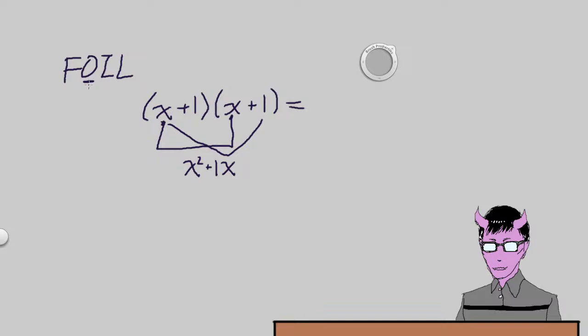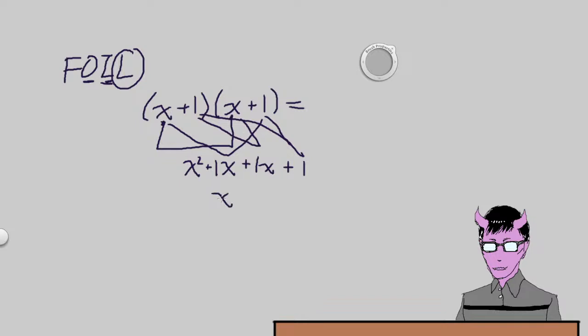Alright, so the O represents outside, and then you have the inside. Those are the terms closer to the medial, so you have to multiply 1 times this other x, getting positive 1x. And then lastly is last. Second term reading from left to right times second term reading left to right, so it's going to be plus this.